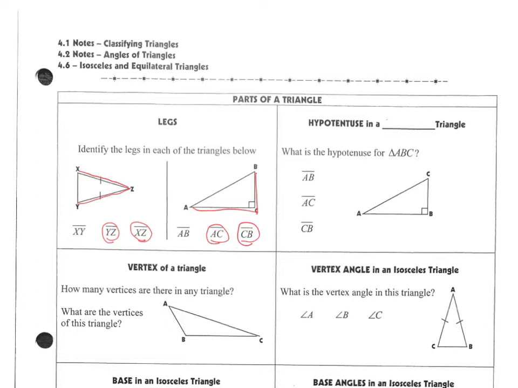A hypotenuse in a right triangle, and it has a 90-degree angle. What is the hypotenuse for triangle ABC? And if we look, that is right here.